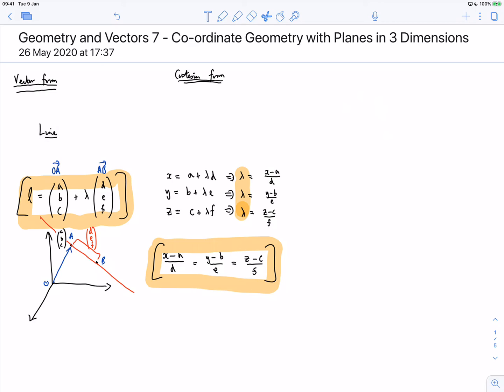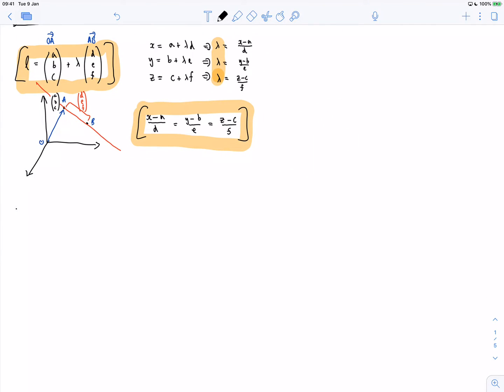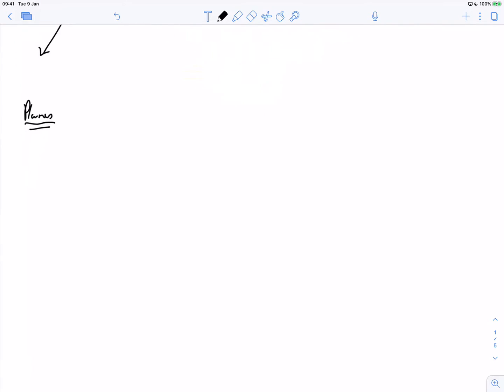Okay. Now what I want to do is a similar thing, but now for a plane. And I'm going to do it in a similar kind of way. First of all, I'm going to look at the vector form. So let's consider what's going on for planes. Okay, and what do I mean by a plane?